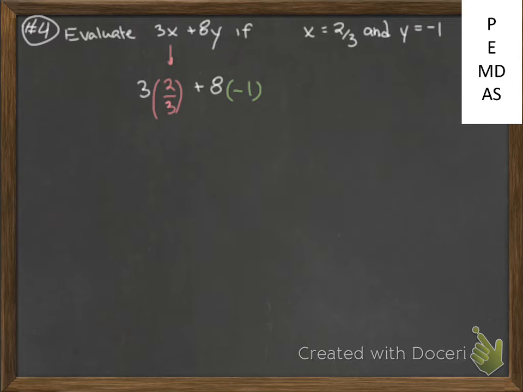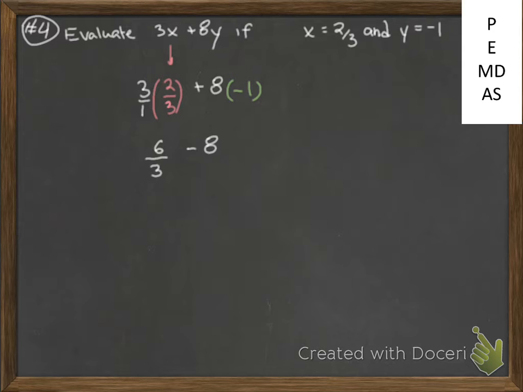Now, if you need to, you can always go back and review how to multiply fractions. If it helps you, you can write 3 as 3 over 1, and that might remind you that when you multiply fractions, we multiply across. So the top is 3 times 2, which is 6. The bottom is 1 times 3, or 3. And of course, 8 times negative 1 is negative 8.